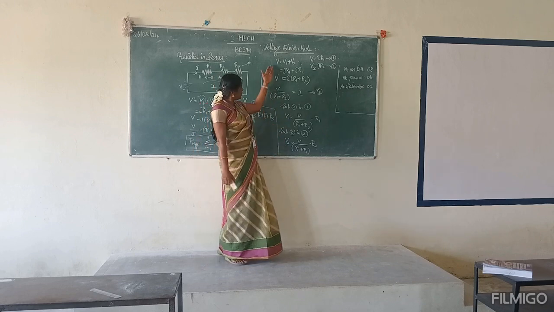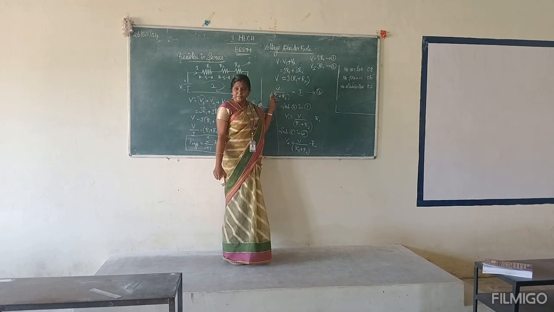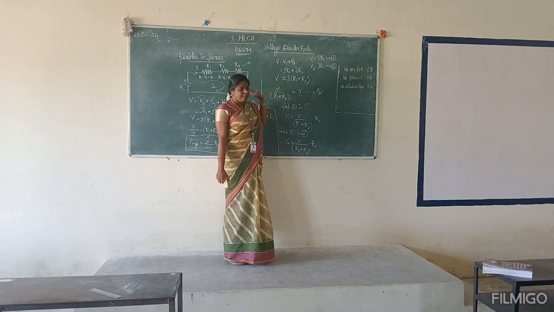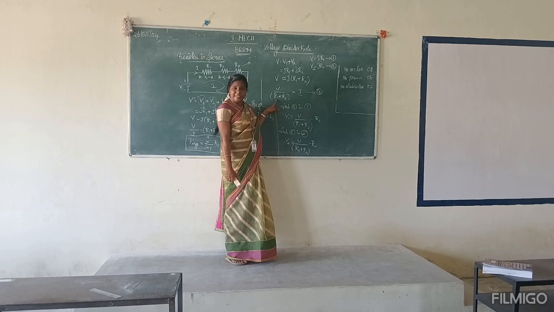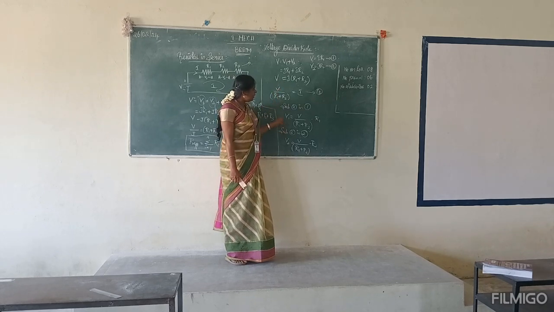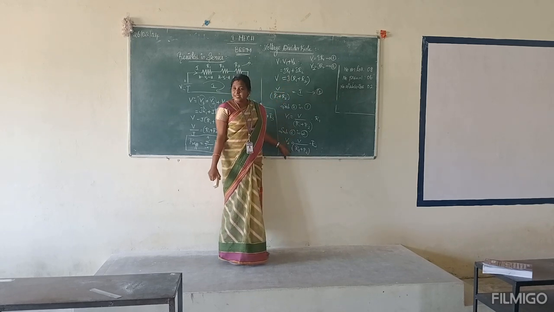How does it come? Just a small derivation. I know V1 is equal to I into R1, V2 is equal to I into R2. Just add them up and bring this equation. Substitute 3 in 1, you get this. Substitute 3 in 2, you get this.